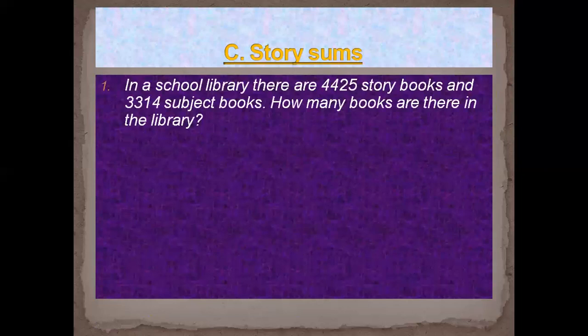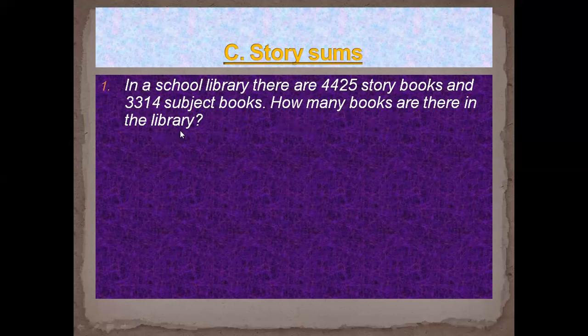See, in a school library, there are 4,425 story books and 3,314 subject books. How many books are there in the library? Okay, see here, in a school library, how many story books are there? 4,425. And then how many subject books are there? 3,314. How many books are there in the library? Okay, total how many books are there in the library means what do we have to do here? Here also we have to do addition only.